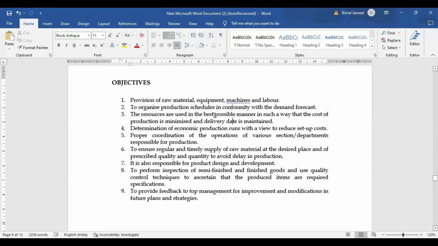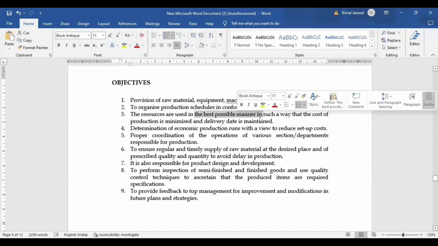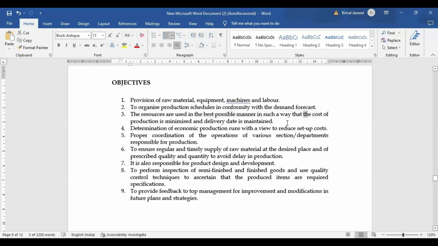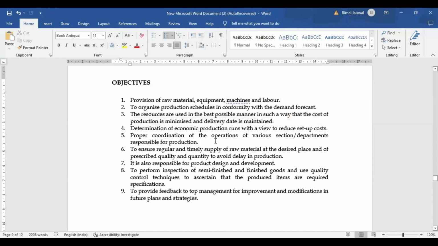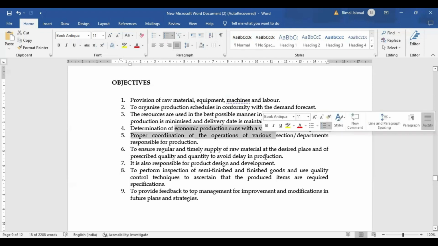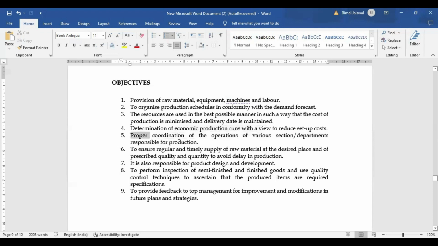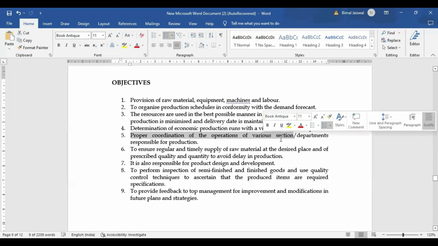Whether the resources were used in the best possible manner or not. Whether the cost is minimized or not. The delivery date is maintained. Economic production has to be done. That means unnecessary expenditures have to be reduced. There should be proper coordination between the various operations of the company.